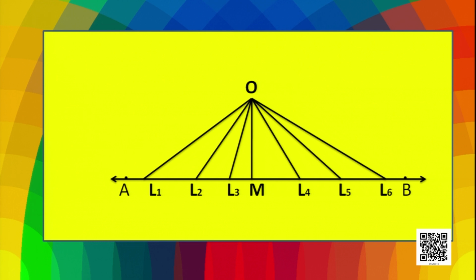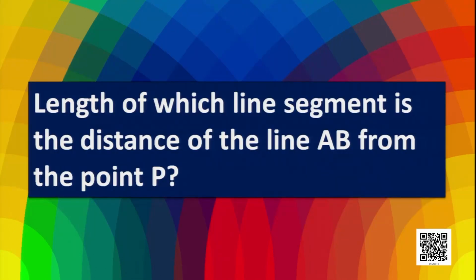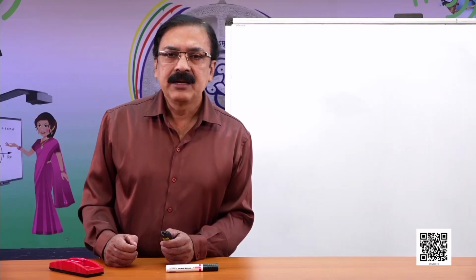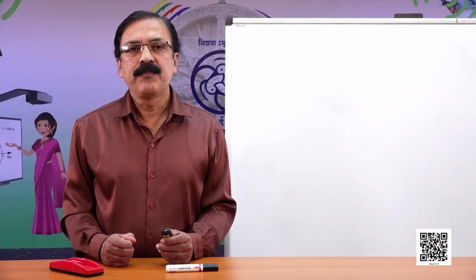You see, we have the line segments OL1, OL2, OL3, OM, OL4, OL5 and OL6 in this figure, and we can have many more than that. If we measure these line segments, which is the least? The length of which line segment is the distance of the line AB from the point O? So we have so many distances. Out of the measures of these line segments, which will be considered as the distance of the line AB from the point O?